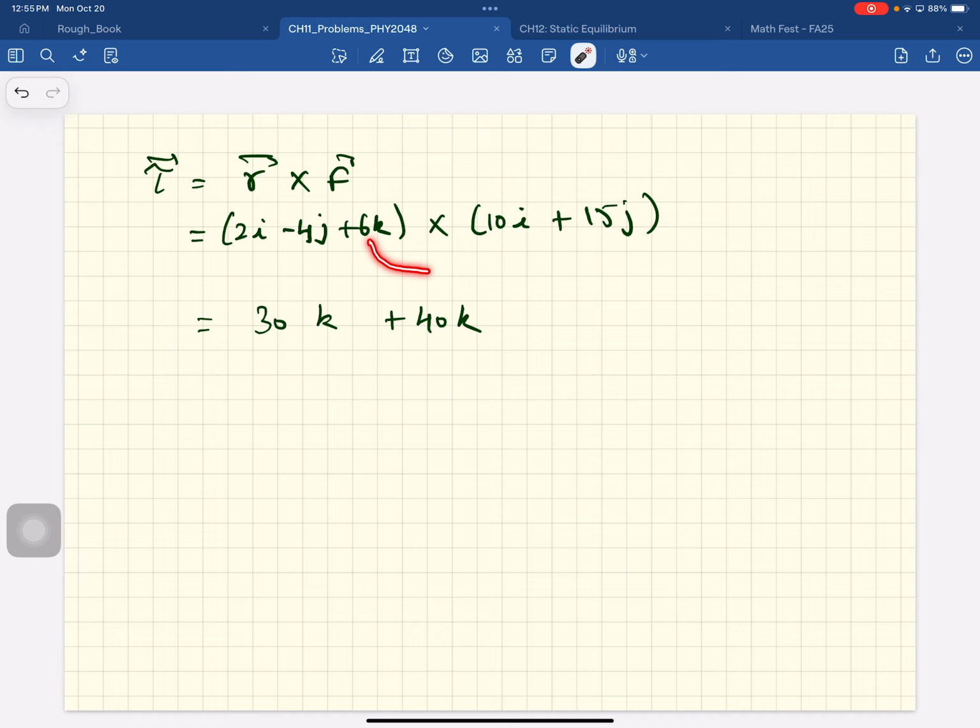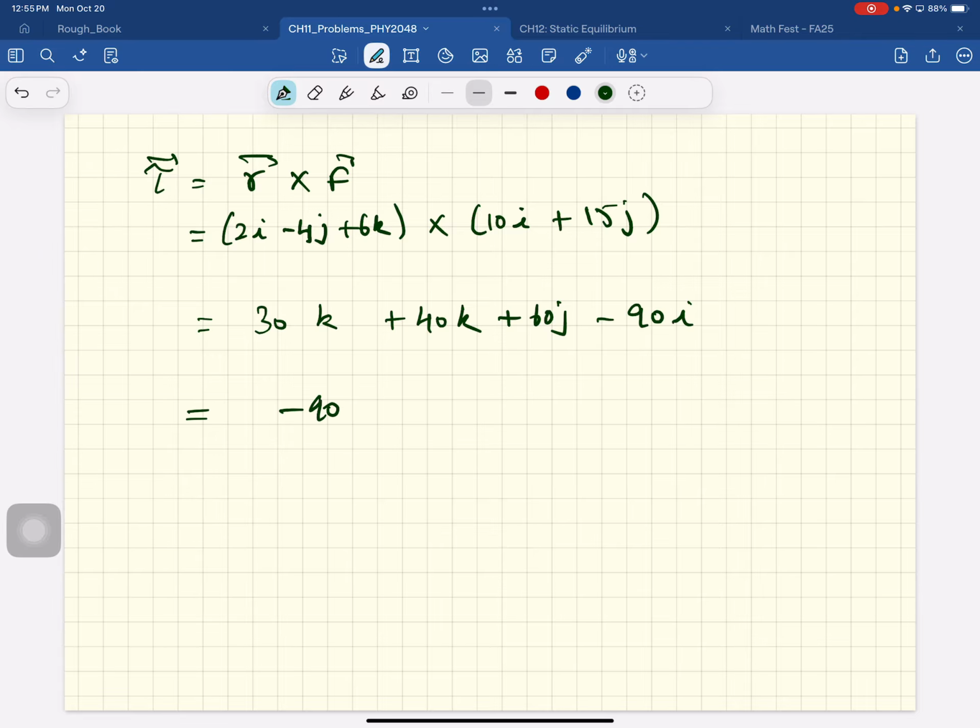K cross I is J, so that's plus 60J. And then K cross J: J cross K is I, so K cross J is minus I, so that's minus 90I. Okay, so the torque is minus 90I plus 60J plus 70K.